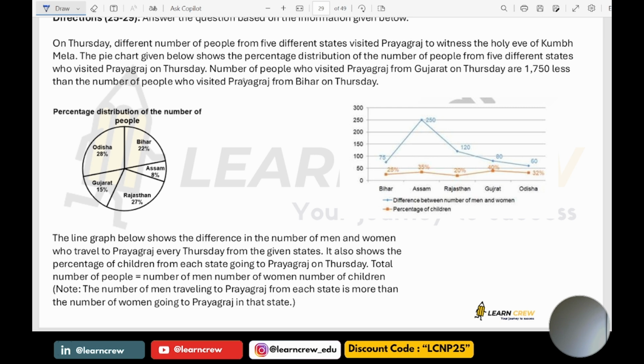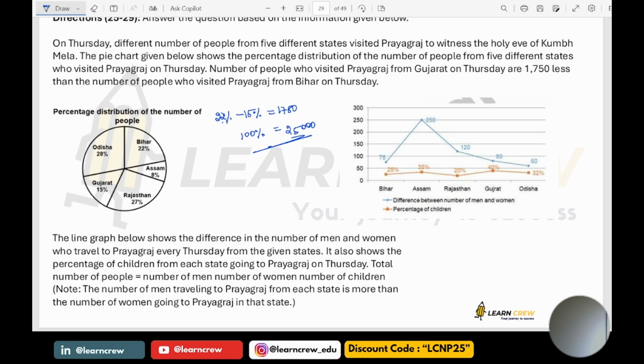22% of x. The number of people who visited Prayagraj from Gujarat on Thursday is 1750 less than the number of people who visited Prayagraj from Bihar on Thursday. So what you can say here is 22% of X minus 15% of X is equal to 1750. Thereby, the total number of people, 100 percentage, will be how much? 7 percentage is 1750, so it will be 25,000. 25,000 is the total number of people who visited Prayagraj from all 5 states together.